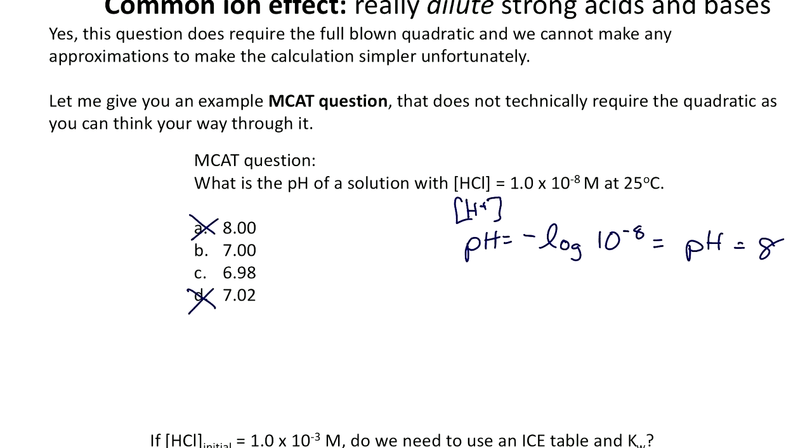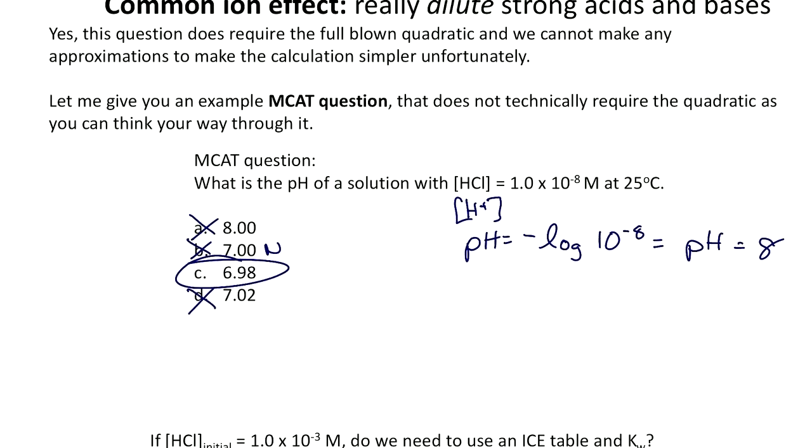And then what's another one we can eliminate? So why can't it be 7? Because that's neutral. You put acid in water, the only one it can be is C. It's acidic. All right, so you could think your way through this, but this is kind of like a trick question, I guess, in that MCAT book. It's trying to get you to just plug 1 times 10 to the negative 8 into that negative log expression, and then just move on.